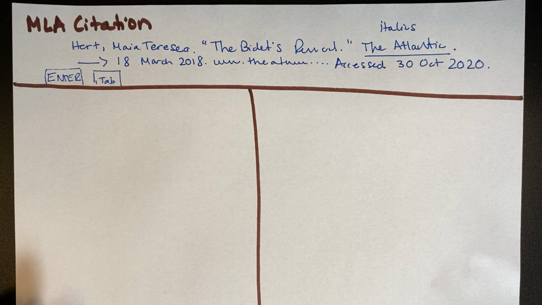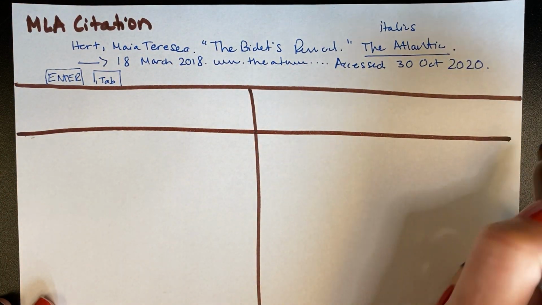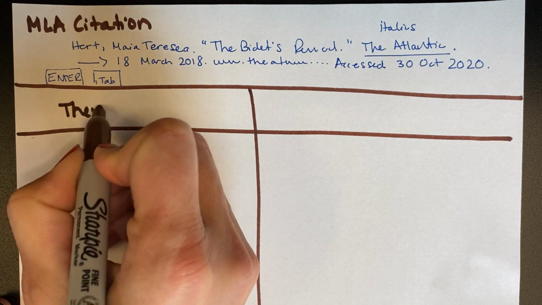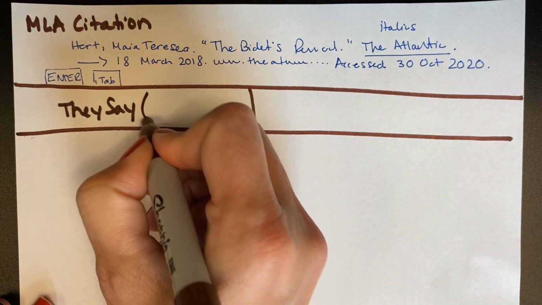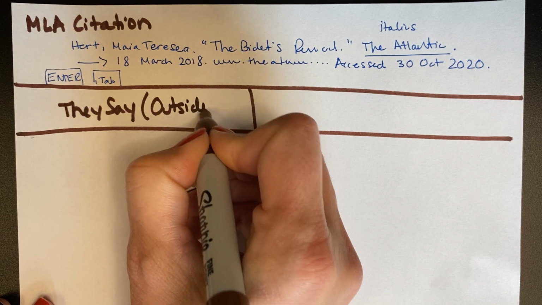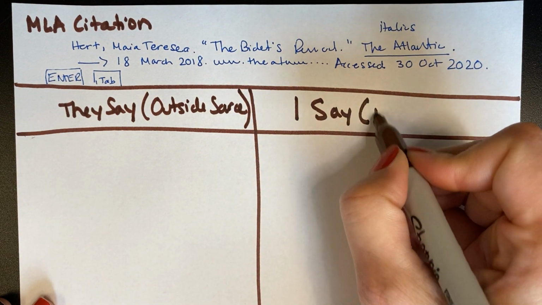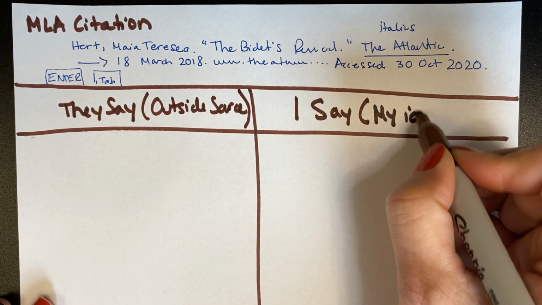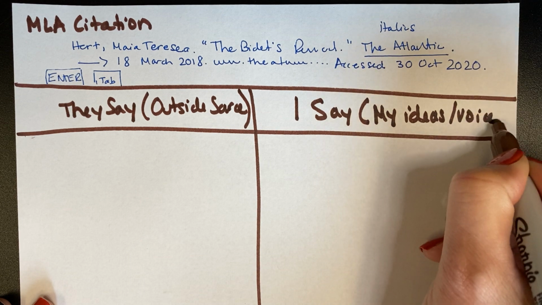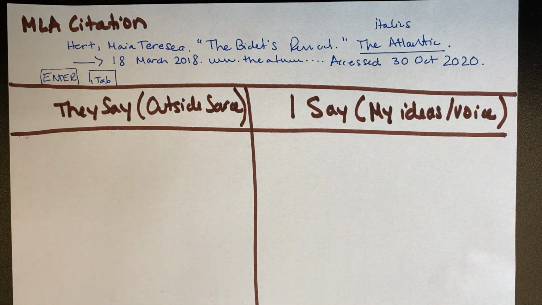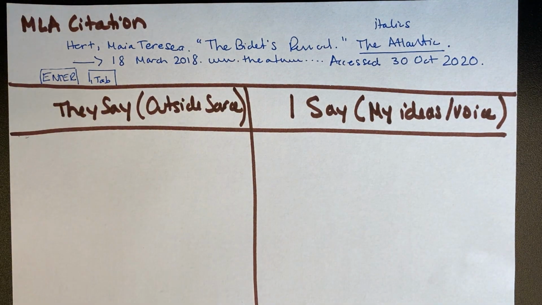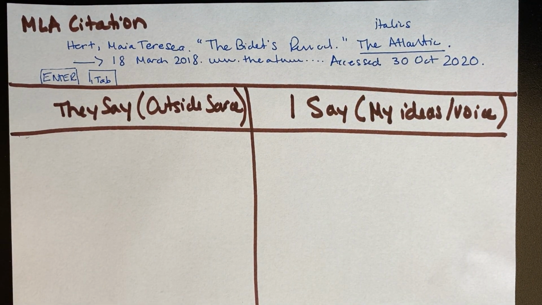So this side is going to be what I call "they say." And you might have heard this before, right? This is going to be your outside source. And this is "I say," and this is my ideas, my voice. The thing is, when we're reading outside sources and information, we want to interact with it. We want to think about it a little bit as a conversation, and let me just grab another piece of paper here so I can show you.